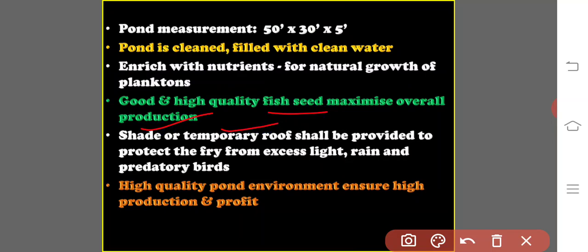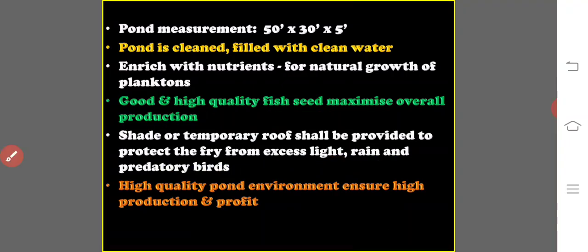And in order to protect the small fries, we will provide shade or a temporary roof over the nursery ponds, and that should protect them from excess light, excess rain and from predatory birds. So we have to cover the nursery pond with the shade or temporary roof that protects the fries, that is, the growing pre-larval or post-larval stages of the fish. And a high quality pond environment ensures high quality production and high profits.